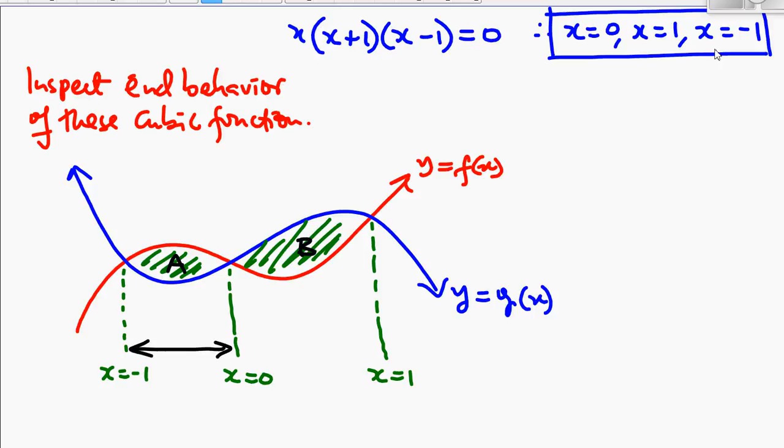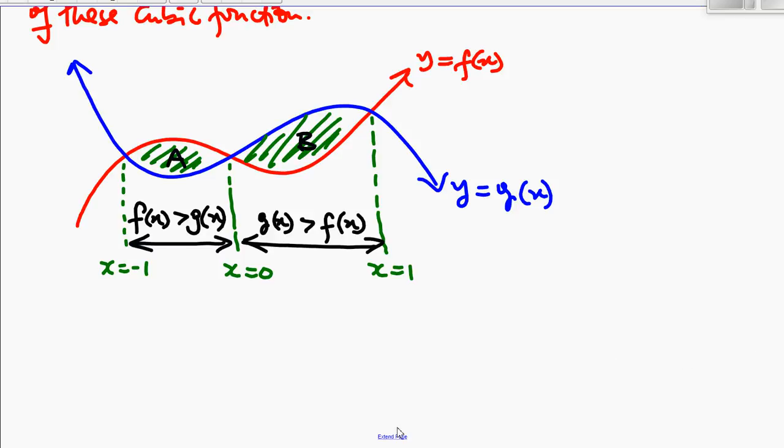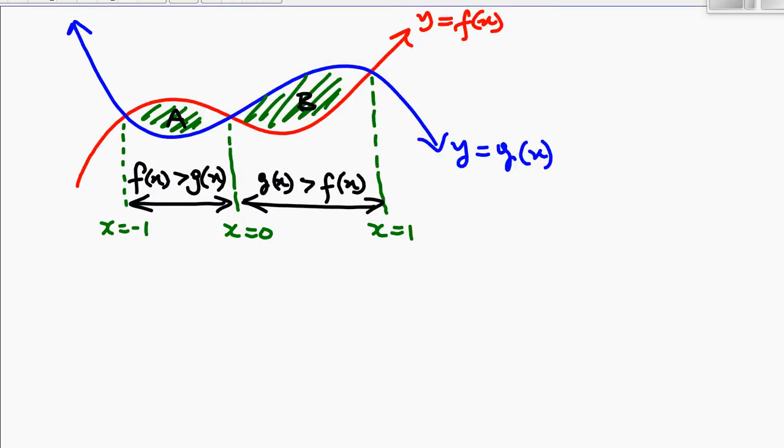Between x equals -1 and x equals 0, we can see that f of x is greater than g of x, and between here, g of x is greater than f of x. So we'll use that to know how to integrate this, especially when you're working out the area of A and the area of B. That's what I'm going to do next: work out the area of A separately, and then the area of B separately.